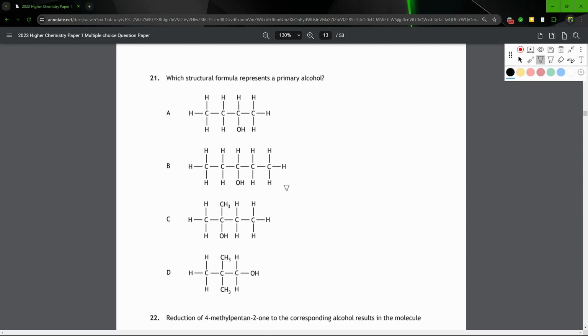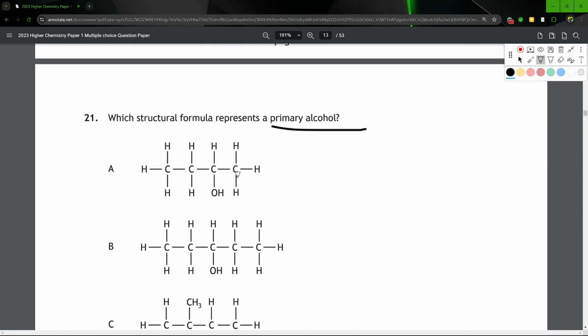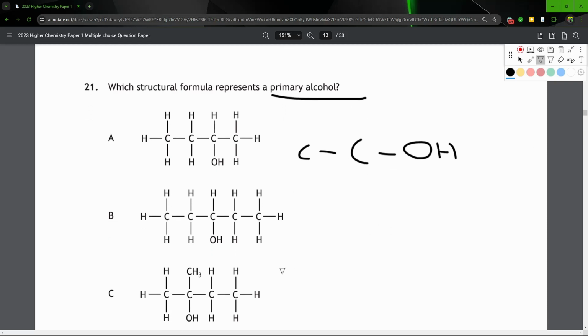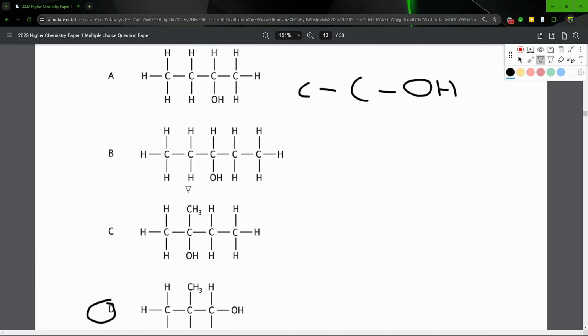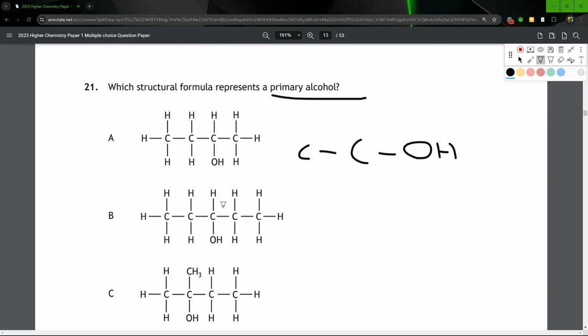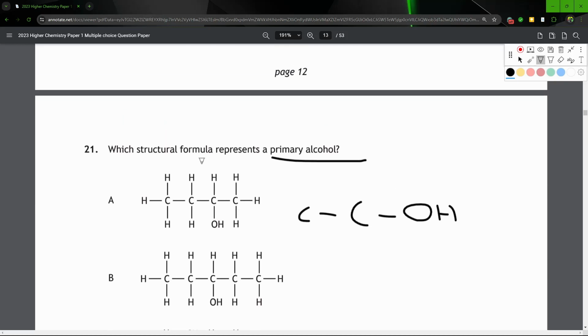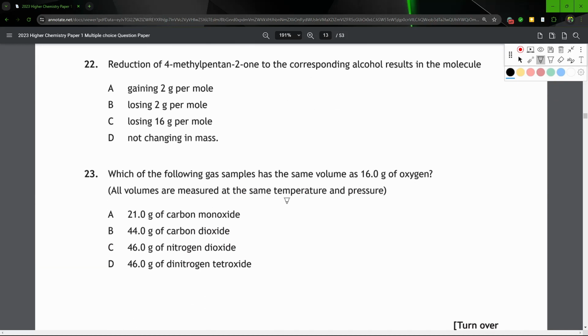Which structural formula represents a primary alcohol? Now, a primary alcohol is one where the OH group is bonded onto a carbon which is only bonded to one other carbon, i.e. it'll be on the terminal ends. So once we know that, we can just go straight through and say it's going to be D, because it's bonded to a carbon which only bonds to one other carbon. This one here is bonded to a carbon that is bonded to 3 other carbons. This one is bonded to 2 other carbons, and the same for this one. So the answer is D.